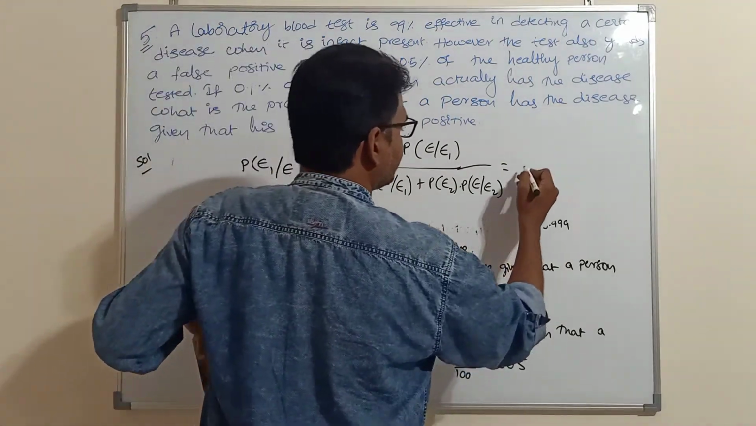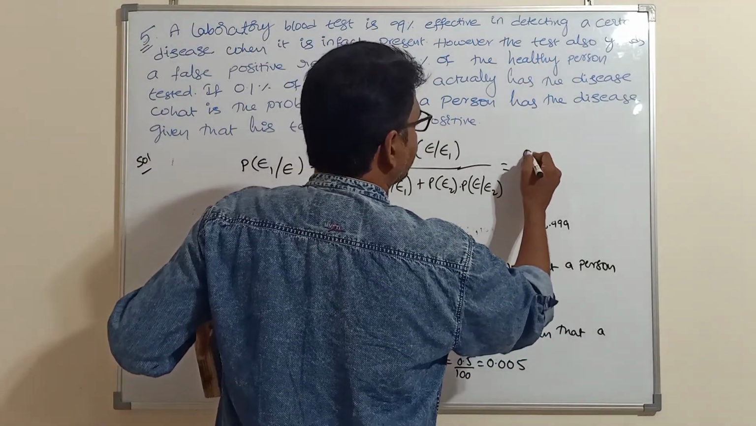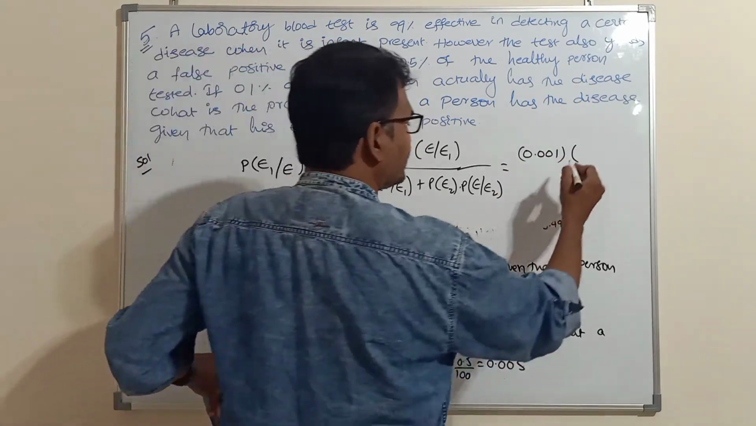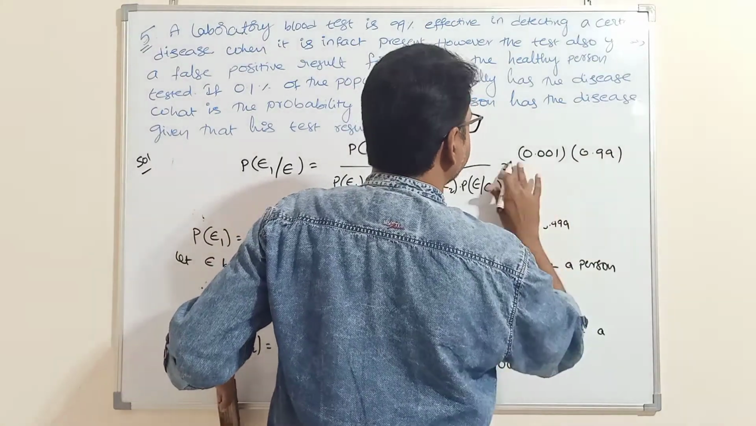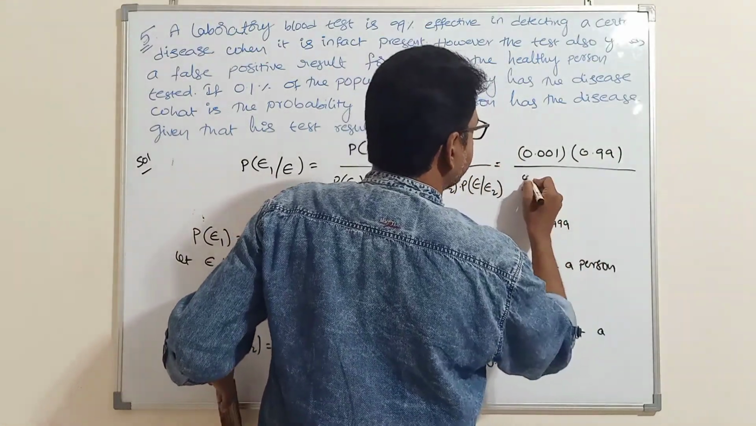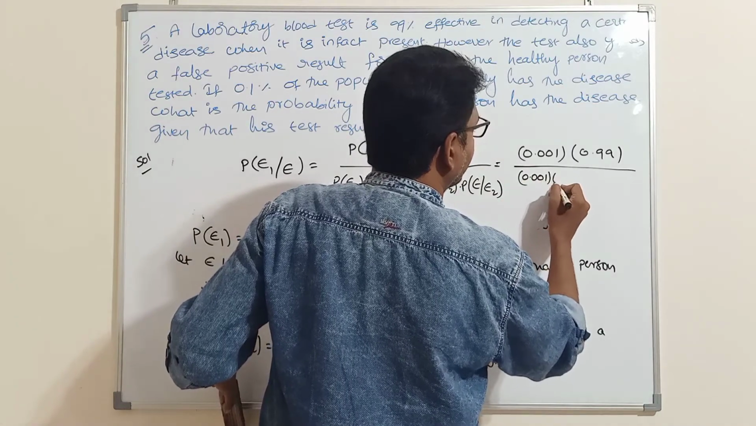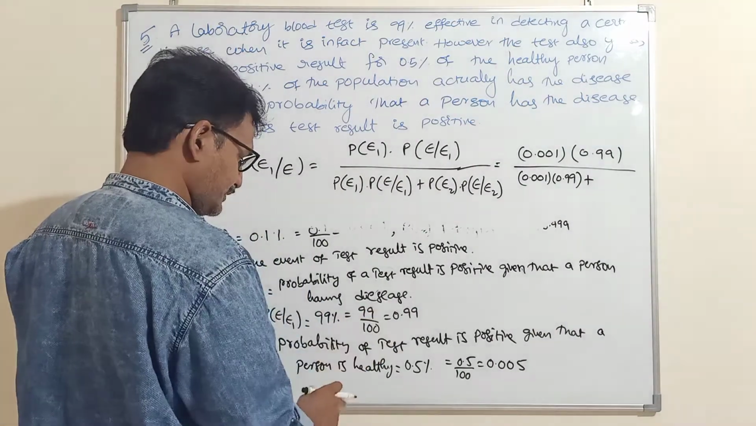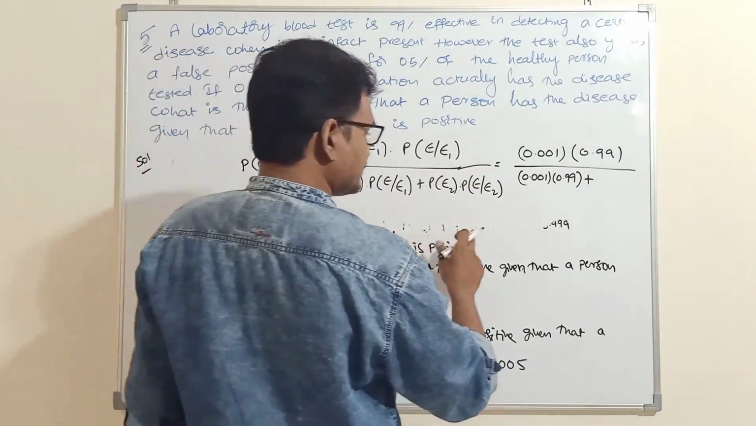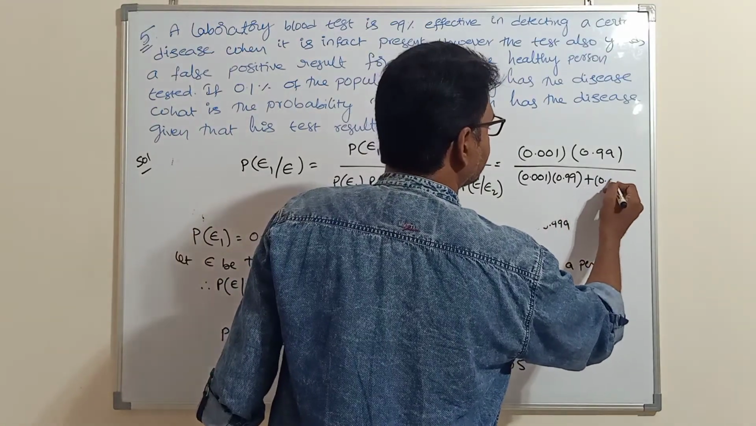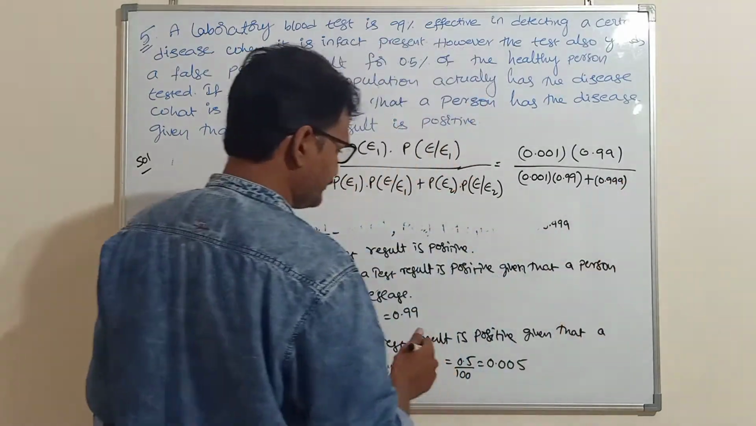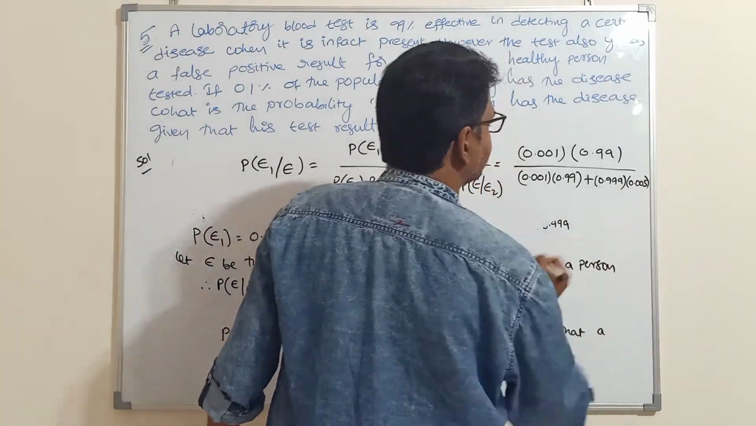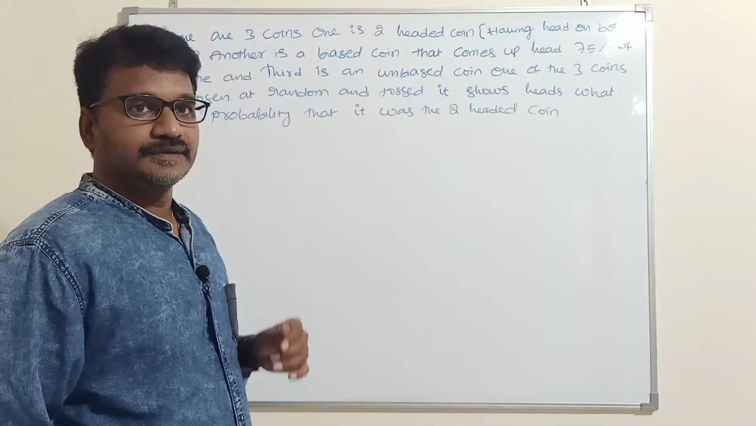What is P of E1 value? P of E1 is 0.1%. That means 0.001 into P of E given E1, 0.99, by 0.001 into 0.99 plus P of E2. What is P of E2? P of E2 is 0.999 into 0.005. Simplify, then you will get the answer for this.